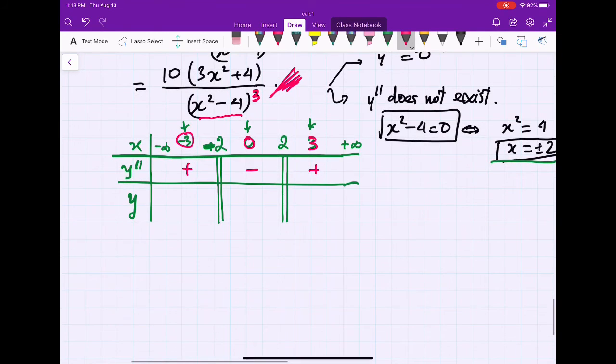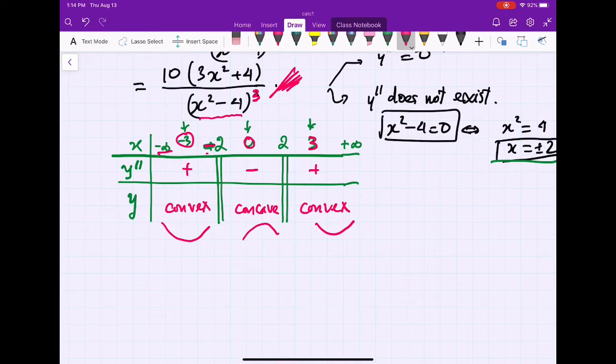So in this interval from negative infinity to negative 2, the function is convex. From negative 2 to 2, the function is concave. And from 2 to infinity, the function is convex. So, I used to write this as convex, concave, and convex.